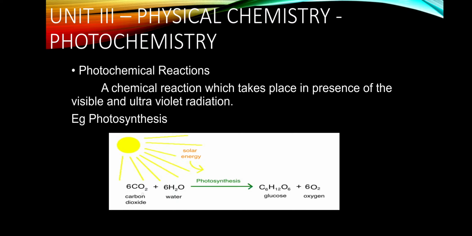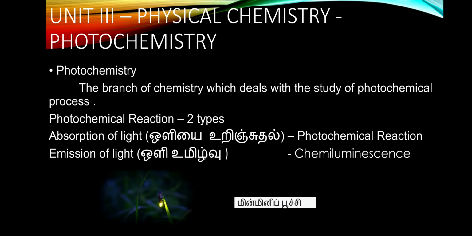Example, photosynthesis. You have studied photosynthesis. This is what happens there: carbon dioxide and water will react in presence of sunlight and chlorophyll to give glucose and oxygen. So that will happen only in the presence of sunlight. So photosynthesis is a process which happens in the day. It will not happen in the night.